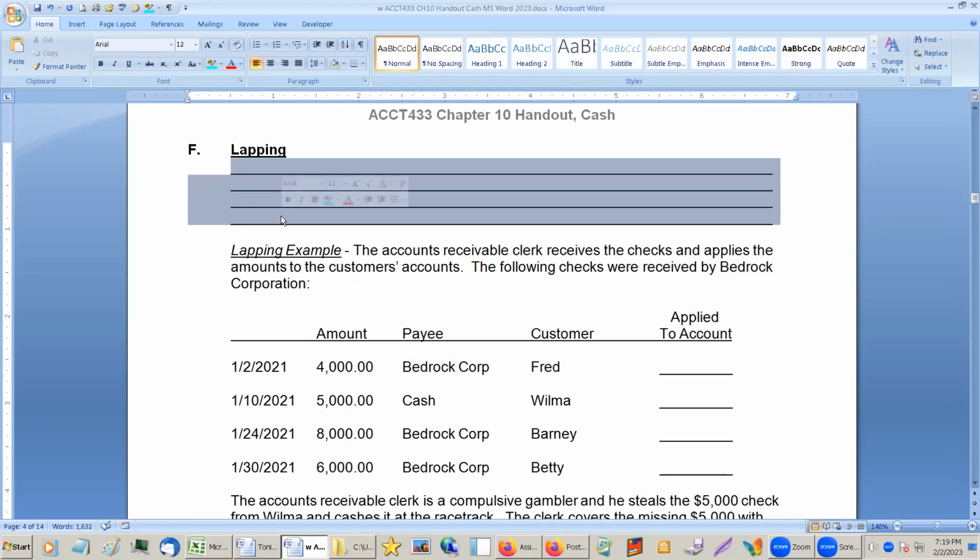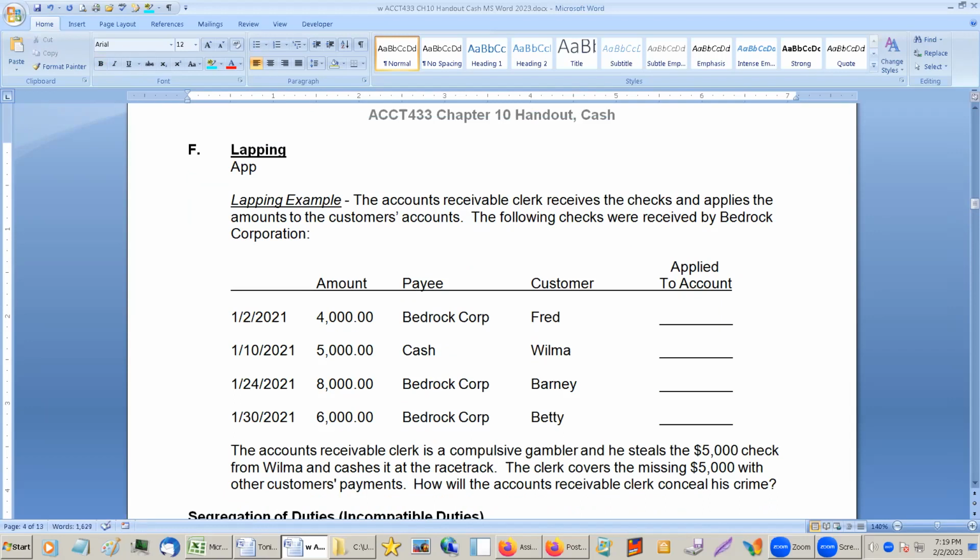Okay, what is lapping? Lapping is applying receipts from one customer to another customer to hide a theft. So you get a check from one customer, you apply it to another customer to conceal or hide a theft. And I'll show you what I mean in a second here.